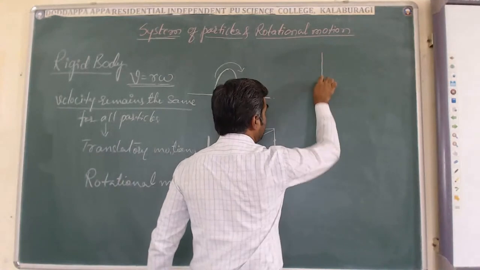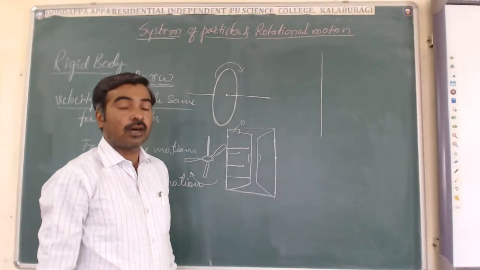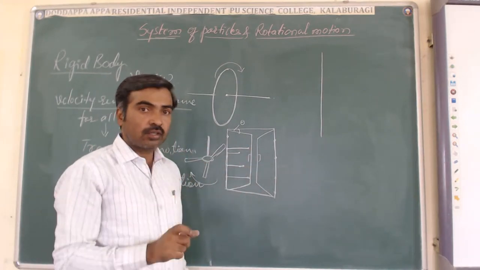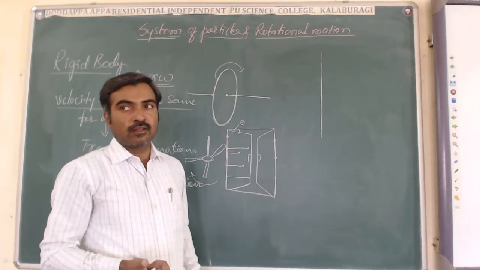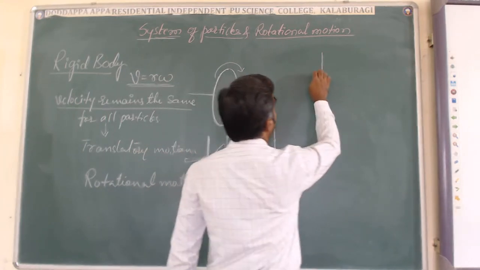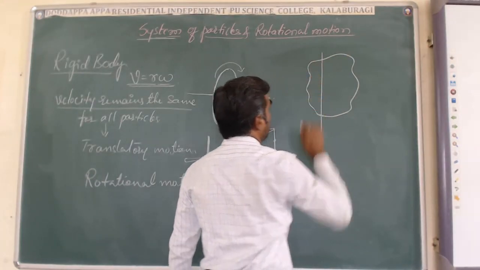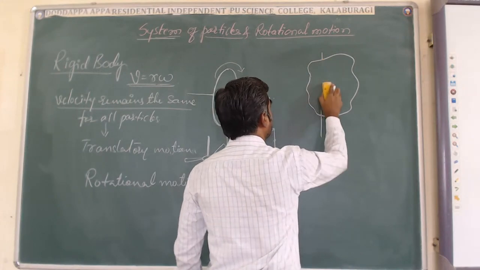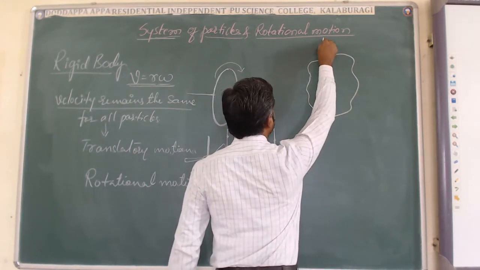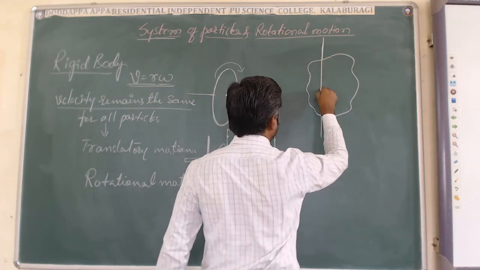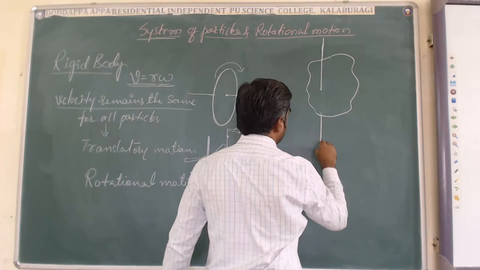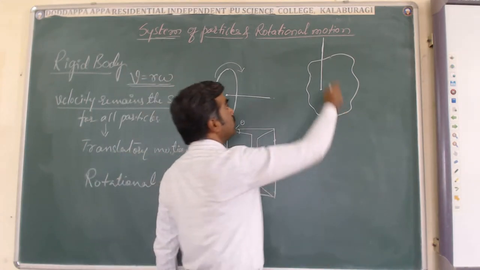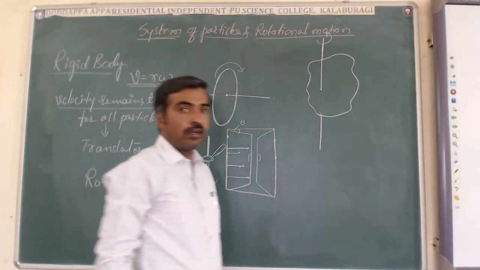Consider an axis of rotation. This is our axis of rotation around which an object is considered to be under rotational motion, and the body is not considered to be of spherical shape. The body may be of any shape, like this. Imagine this is our axis of rotation. With respect to this axis, the body is rotating around it.